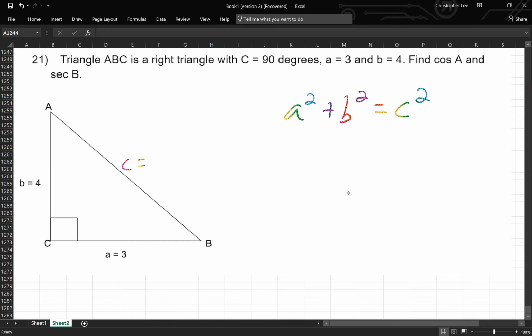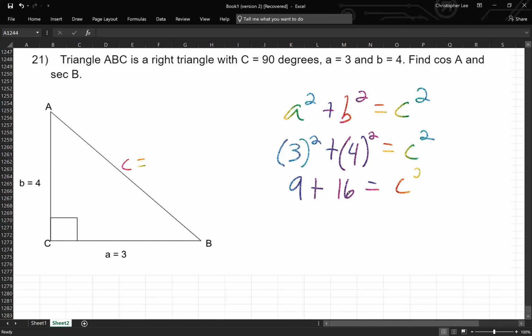So wait, what's A over here? It's 3 squared plus 4 squared equals C squared, light work. And what is this? 9 plus 16 equals C squared, right? What's that, like 25, right? So 25 is equal to C squared.